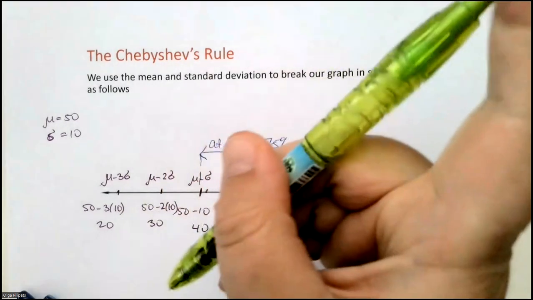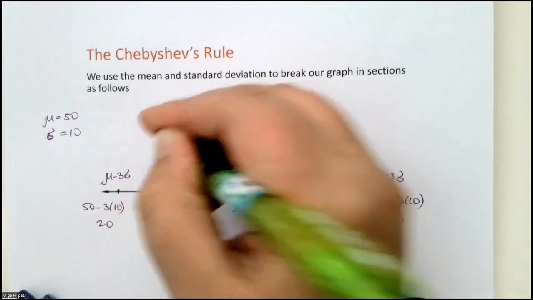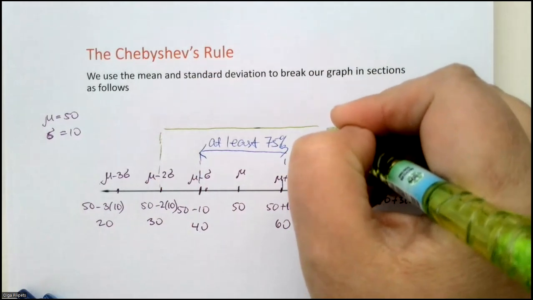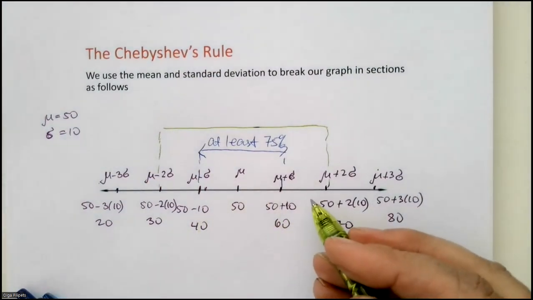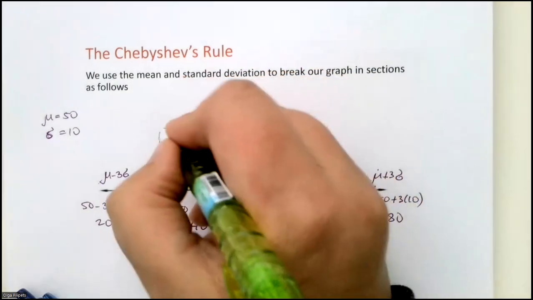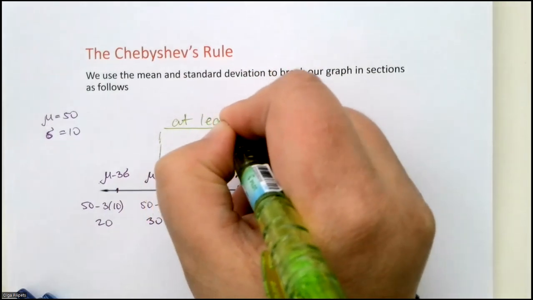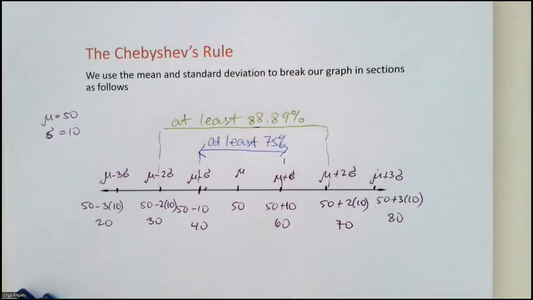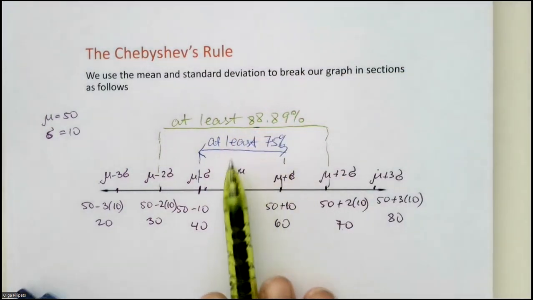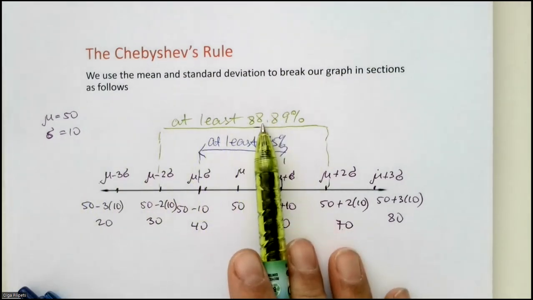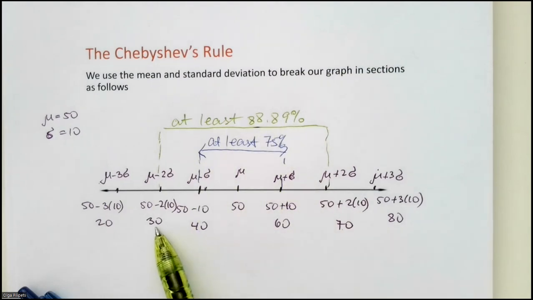Now, if we move away from the center to 2 standard deviations to the left and 2 standard deviations to the right, in this interval, we're going to have at least 88.89%. So for this specific distribution, with a mean of 50 and standard deviation of 10, at least approximately 89% of data will be between the values of 30 and 70.